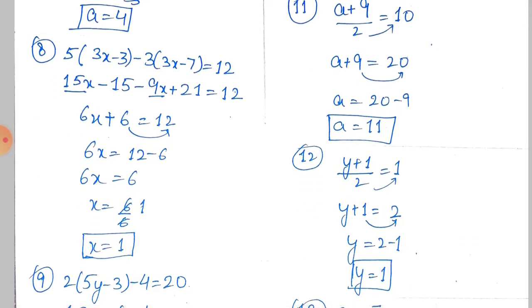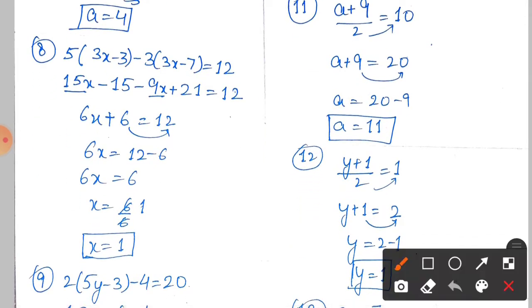Come to the eighth question. In the eighth question also, the first step is to open the bracket. 5 3s are 15, 5 3s are again minus 15, minus 3 into 3 is minus 9x, minus 3 into minus 7 is plus 21, and then write like terms together. 15 minus 9x will become 6x. Then minus 15 plus 21 will be plus 6, and thus x is equal to 1.